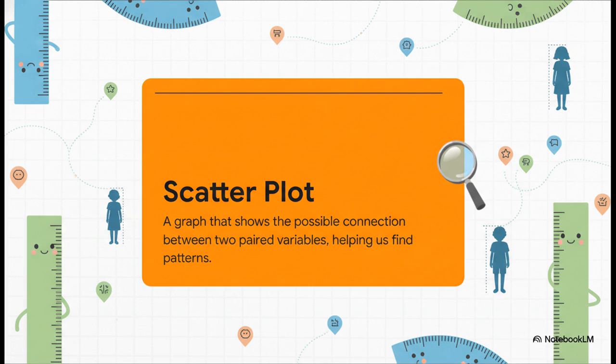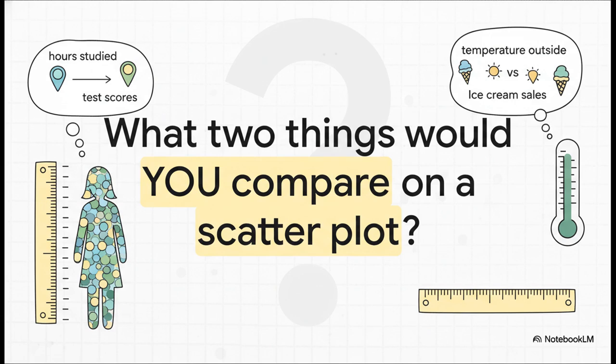So let's just recap our number one tool from today's adventure, the scatter plot. It's our special map for investigating connections, turning paired numbers into a visual story, and letting us spot trends we would never ever see in just a plain old table. And that really just leaves us with one final thought. Now that you know how to do this, what mystery would you want to investigate?